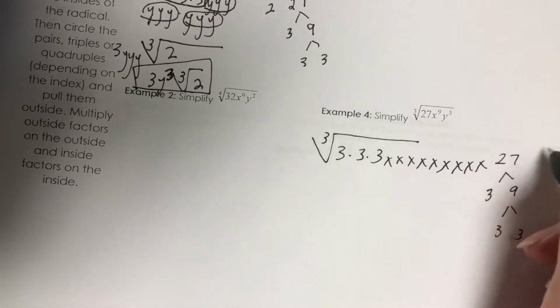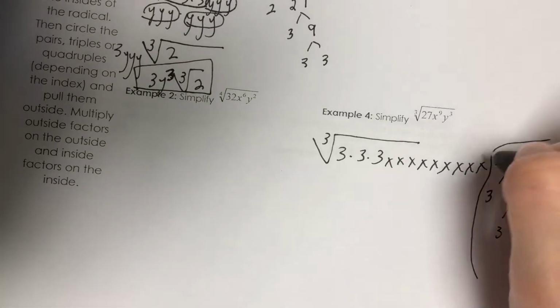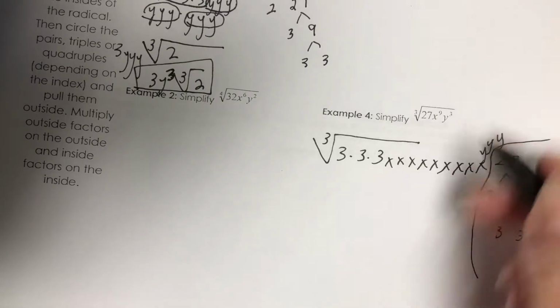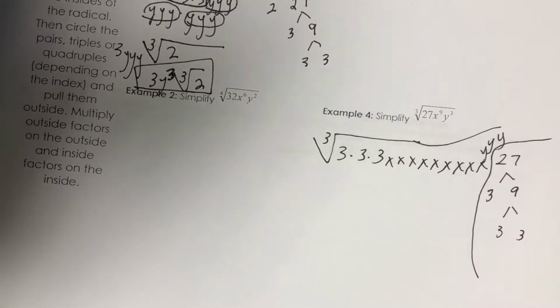And y to the 3rd. And I kind of box myself in over here. Y times y times y. And it's still all under my radical. Okay.